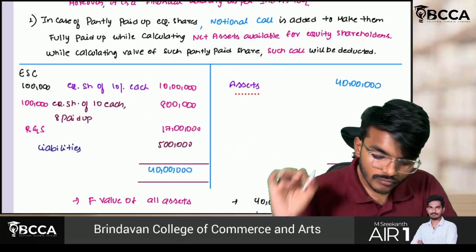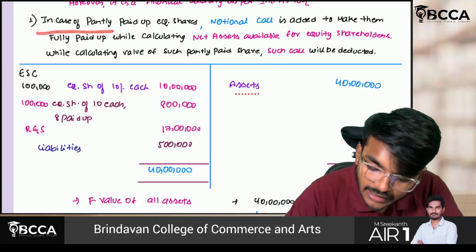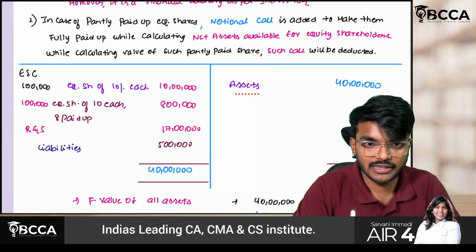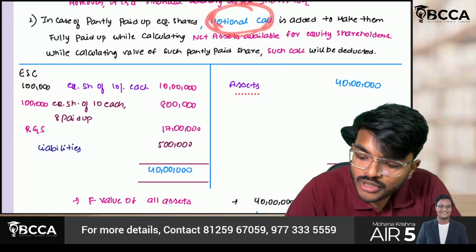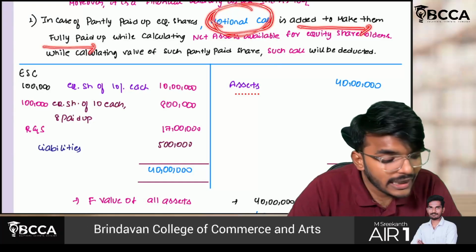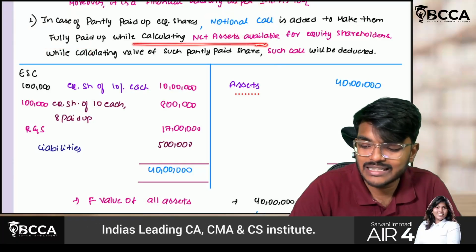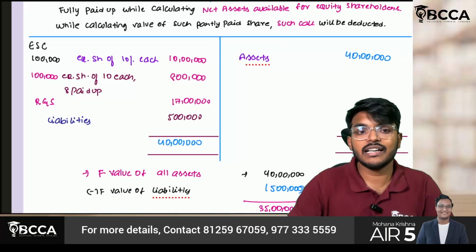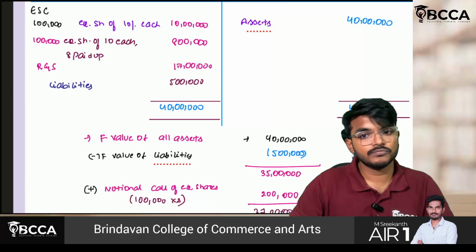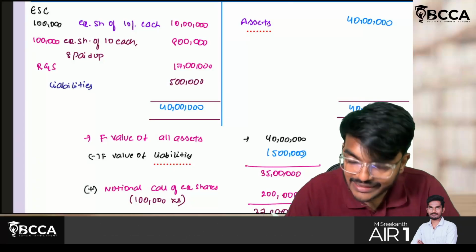Okay, sir. If any partly paid up equity shares are given in the question, what they are trying to say is, notional call amount will be added to make them fully paid up while calculating net assets available for equity shareholders. Sir, I have written something, but this point you will understand only after checking this example. Okay sir, first check this example.